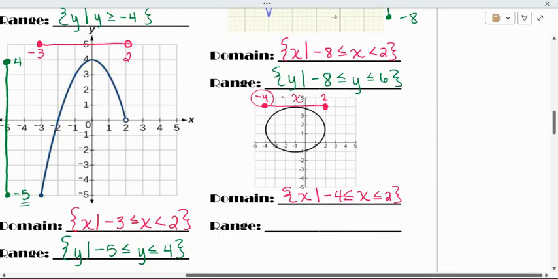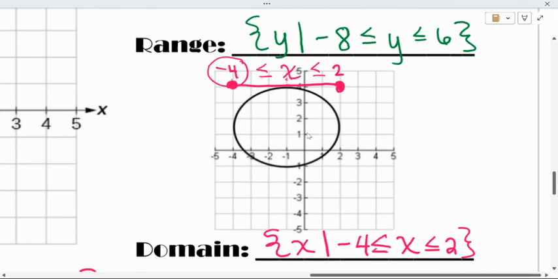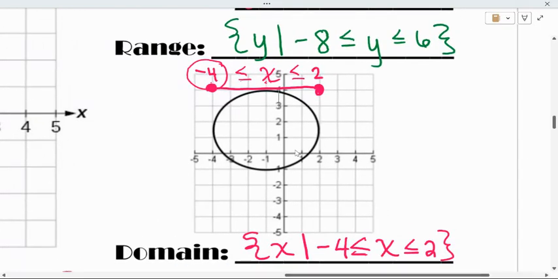Here's why that is. This is our domain right here. So -4 is less than or equal to x. Do you guys see that? -4 is less than or equal to x in terms of a number line. But x, where it's positioned, is less than or equal to 2. It's not greater than. Do you see how that works? Let me make that nice and big for you. Think of this as a number line. Okay? Let's talk about our range.